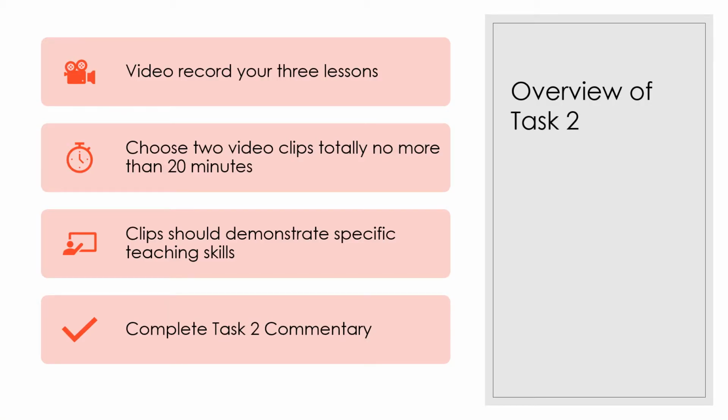First, an overview of Task 2. You're going to video record your 3 lessons, and then after you've done that, you're going to choose 2 video clips totaling no more than 20 minutes total between the 2 of them. The clips should demonstrate specific teaching skills that edTPA is looking for, and we'll go over that in a minute. And then you're going to complete the Task 2 commentary. So that's it for Task 2.